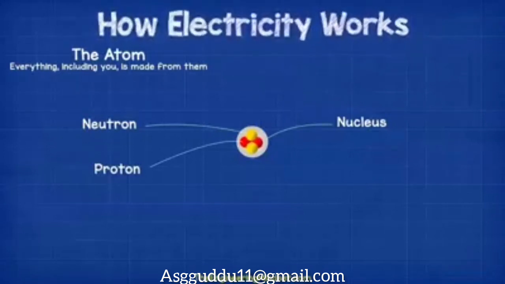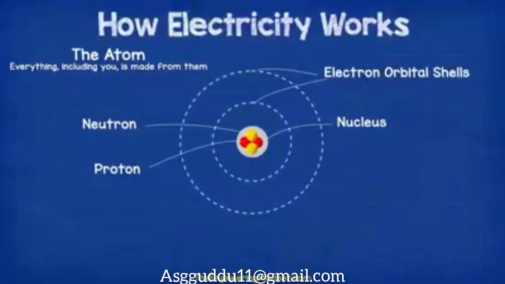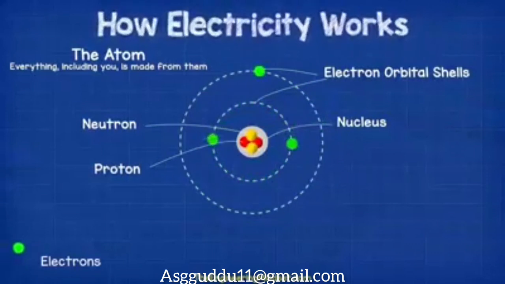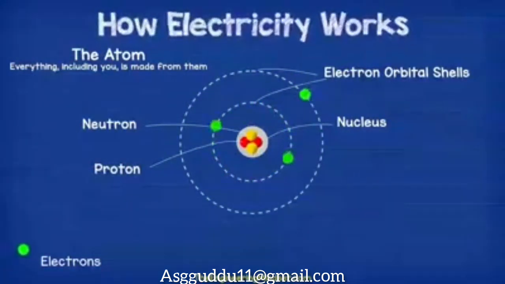Surrounding the nucleus are different layers of orbital shells. These are like flight paths for the electrons. The electrons flow along these flight paths, much like a satellite orbits our planet, except that the electrons travel at almost the speed of light. The electrons are negatively charged, and they are attracted to the positive charge of the protons.